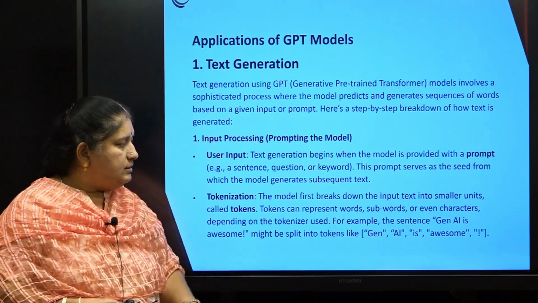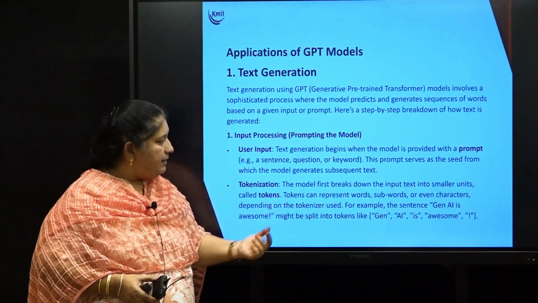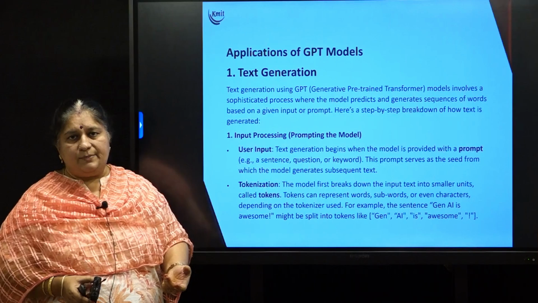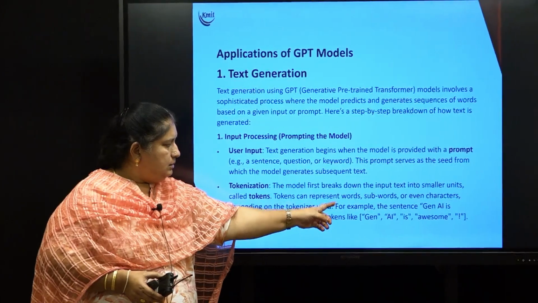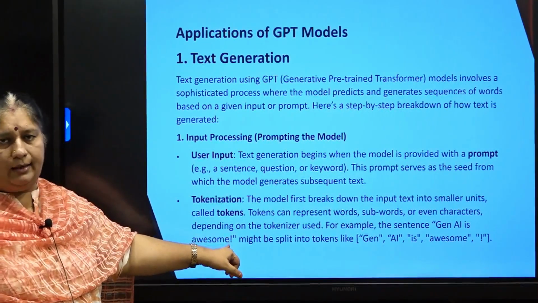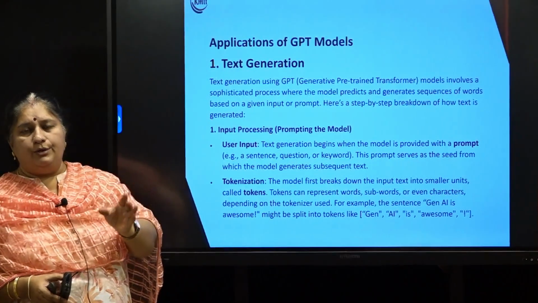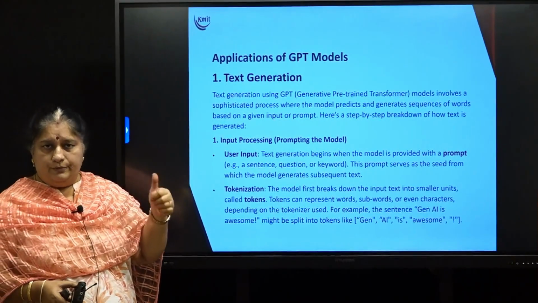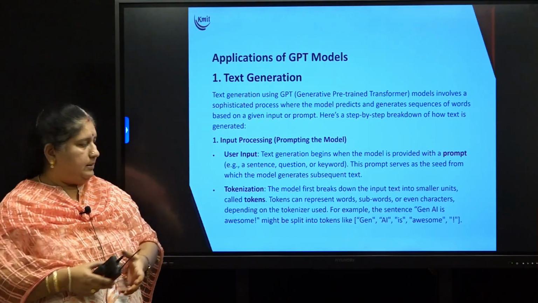What could be the tokens in this? Say, for example, I am taking a word as a token. How many words do I have in this sentence? Gen, space, AI. The space will be taken as a separator for words. So it will break my sentence into Gen, AI, is, awesome, and the exclamation character. Whatever sentence we give as a prompt will be broken down into tokens. What is the level of tokenization? It could be a word, a subword, or as fine as a character.